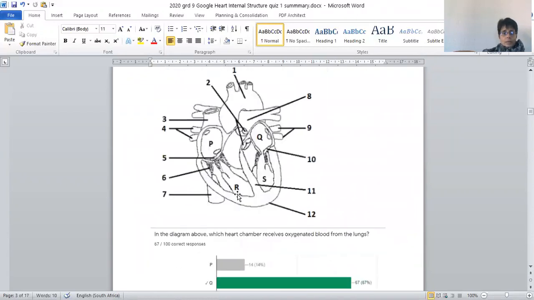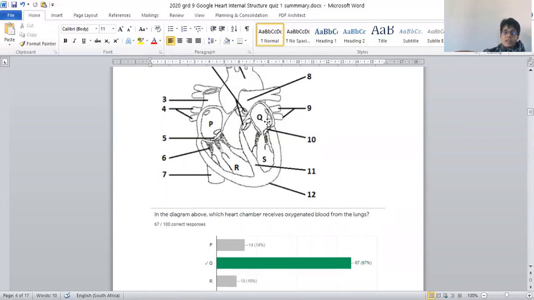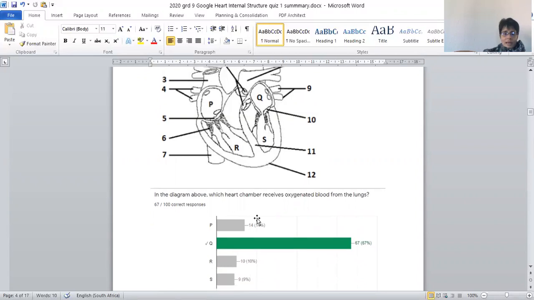Next one. In the diagram above, which heart chamber receives oxygenated blood from the lungs? The oxygenated blood has to go into the left atrium, so the answer is Q. P receives deoxygenated blood from the body. Q receives oxygenated blood coming back from the lung. Please go watch the videos again. Go look at your notes. If you said R, no, people, that chamber is receiving deoxygenated blood from the atrium, not from the lungs. And if you're saying S, it's receiving oxygenated blood from the atrium, not from the lungs.